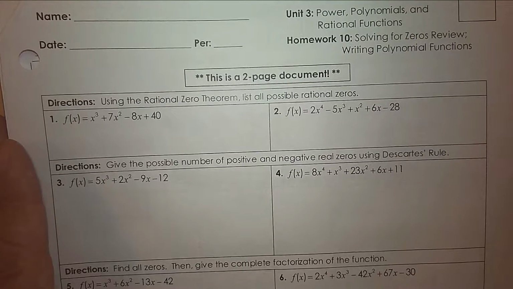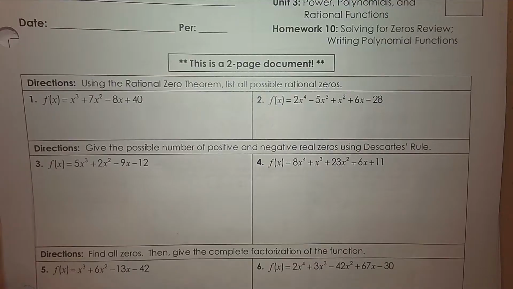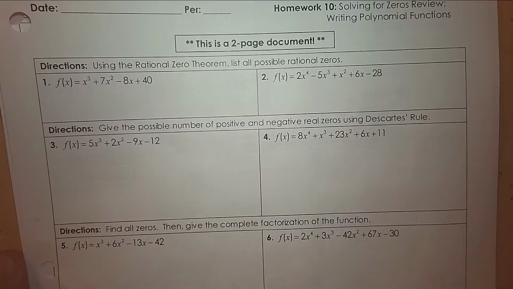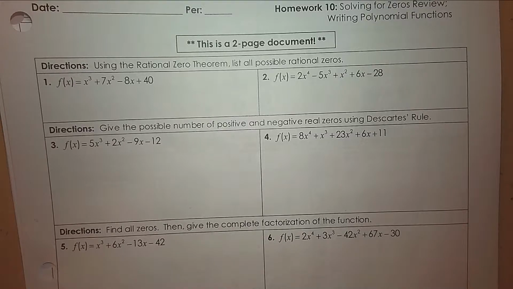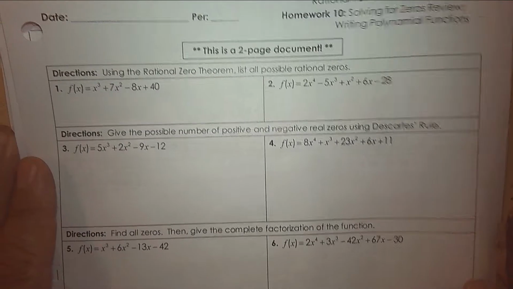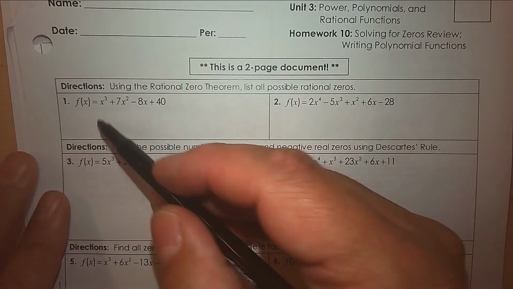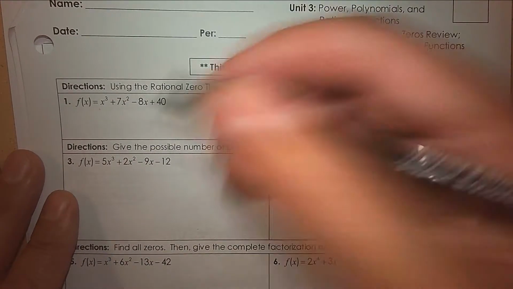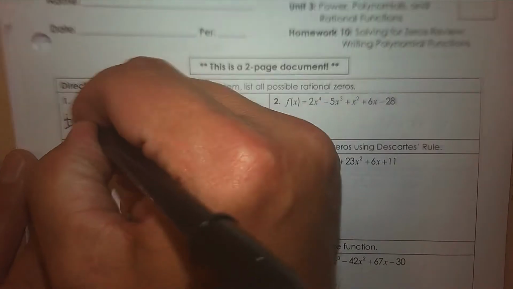Alright, so here's the homework for writing polynomials, even though the homework here is actually a good review of all the different kind of polynomials that we've done. So using the rational zero theorem, just list the possible rational zeros. So for number 1, because the leading coefficient's 1, just look at the caboose. What are all the numbers that go into 40 evenly?